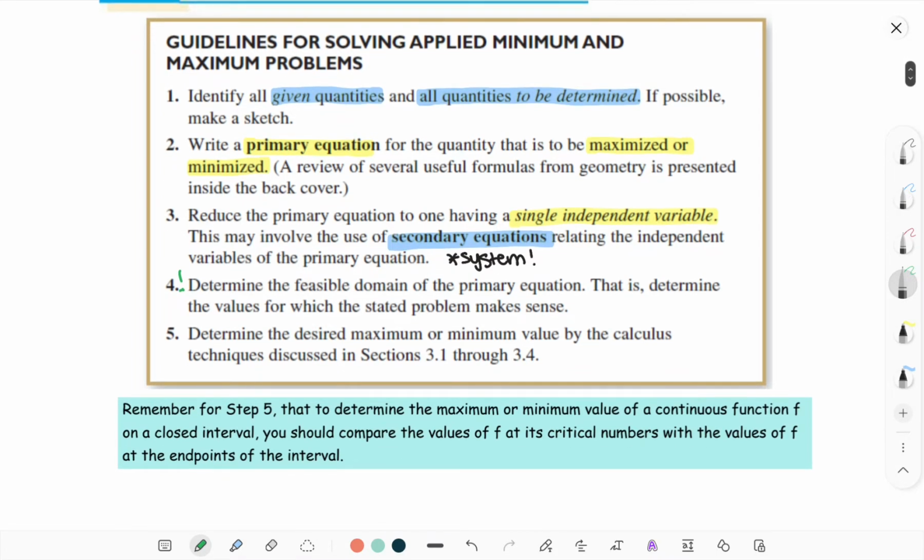And then we're going to find that max or min using calc techniques, right? So take the derivative, set equal to 0. If it's rational, check when it doesn't exist either, because those are how I find those local maxes and mins.